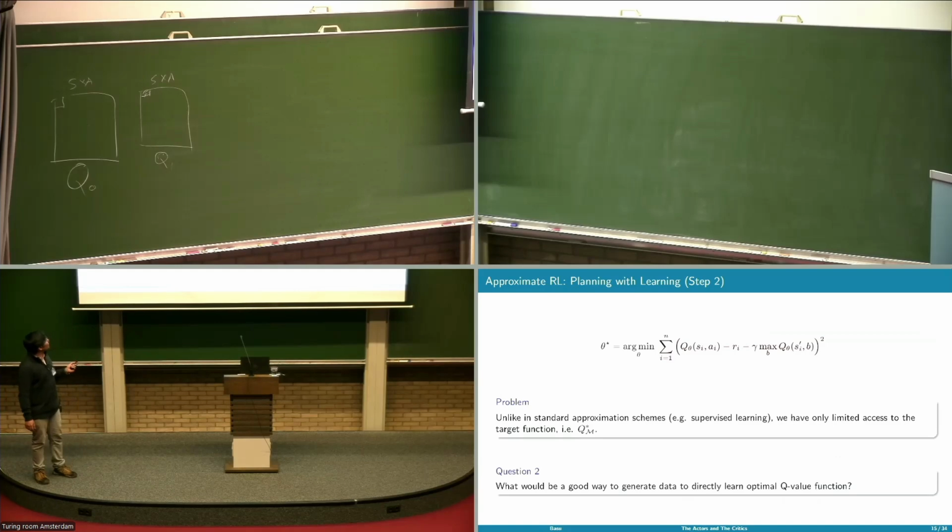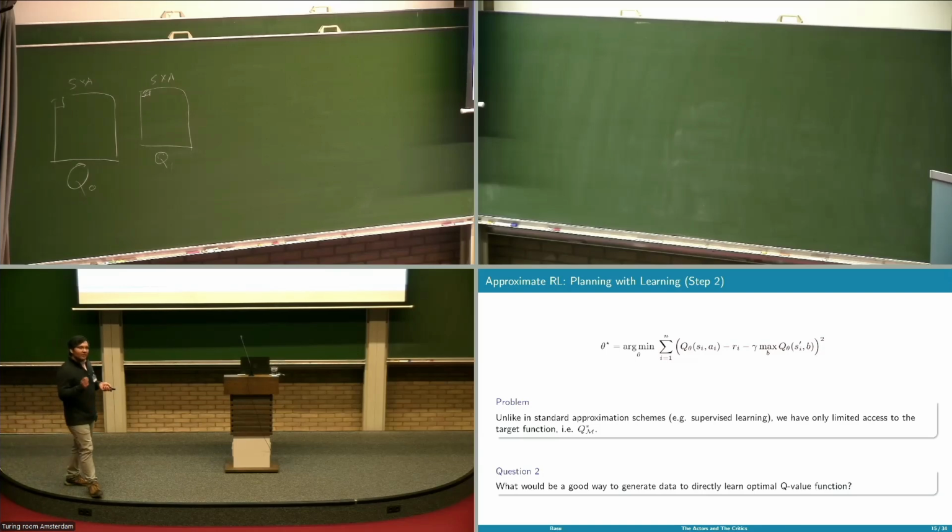What would be a good way to generate data to directly learn the optimal Q function? Because unlike the standard schemes, we have only limited access to the target that we want to reach. We have just a bunch of trajectories. If you try to find out the Q theta star directly from that, either you have to have extensive trajectories that cover the whole space and include trajectories from the optimal policy, otherwise you can just learn something random, right? So here the point is, you can leverage something.